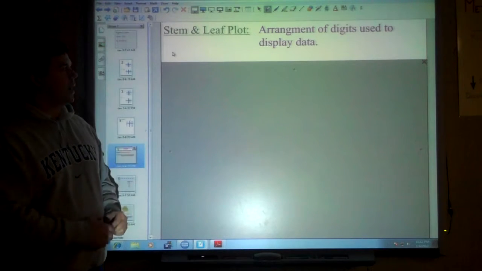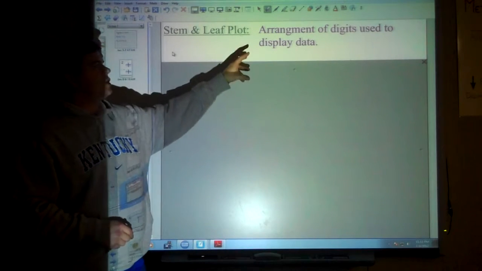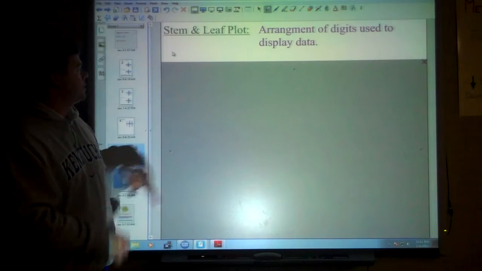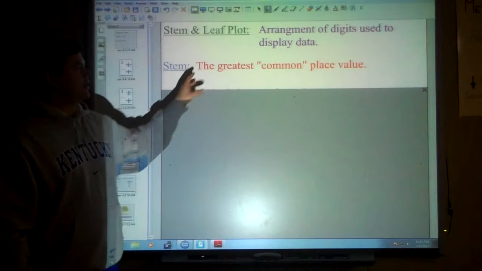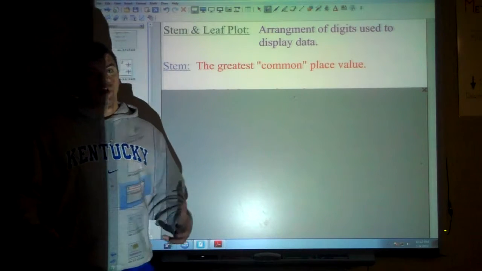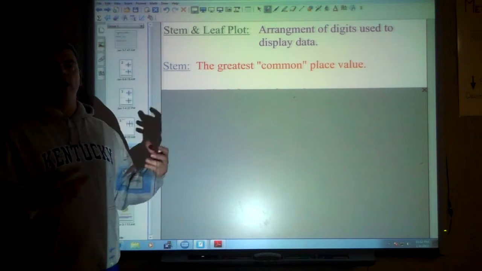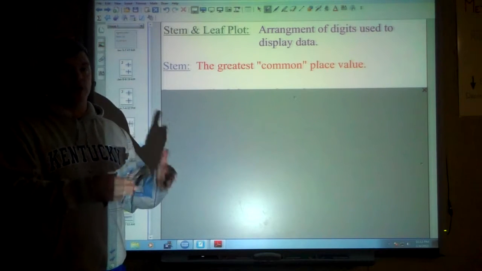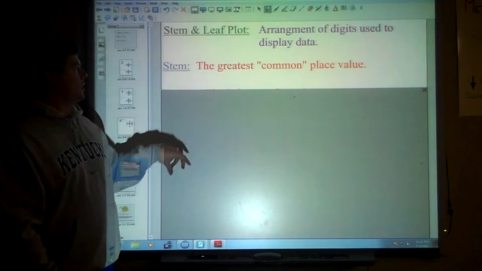One of the things we can use to demonstrate or display data is what's called a stem and leaf plot. It's an arrangement of digits, and it takes the data and puts it into an order that we can look at and analyze. The stem is the greatest common place value, or at least the most common. So you look at all the values and try to decide, what's the greatest place value that I could use here? That would represent the stem.